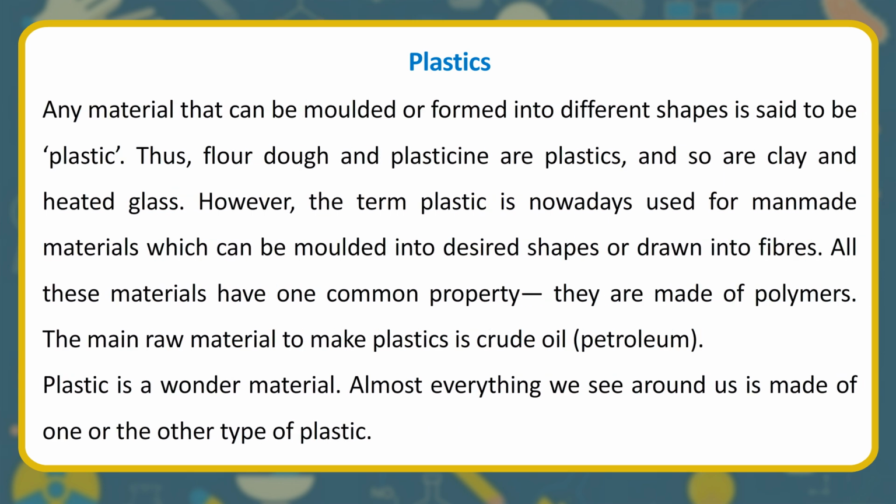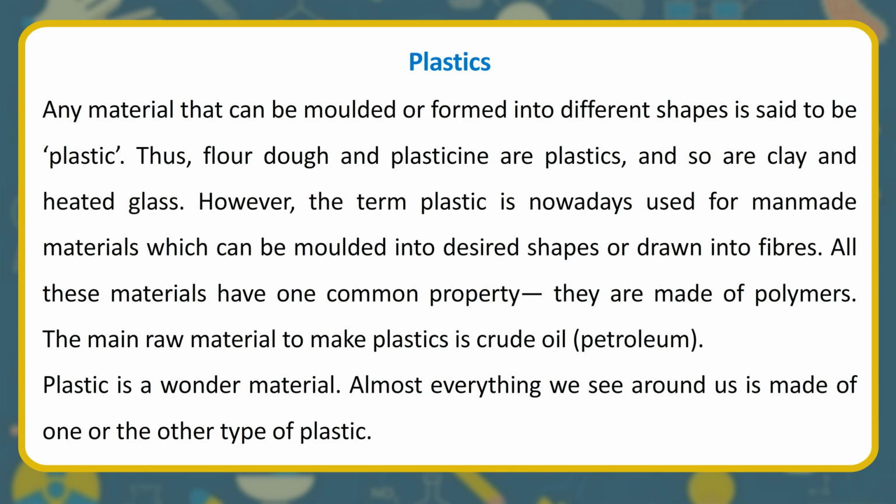Plastics. Any material that can be molded or formed into different shapes is said to be plastic. Thus, flour dough and plasticine are plastics, and so are clay and heated glass. However, the term plastic is nowadays used for man-made materials which can be molded into desired shapes or drawn into fibers. All these materials have one common property: they are made of polymers. The main raw material to make plastics is crude oil, petroleum.